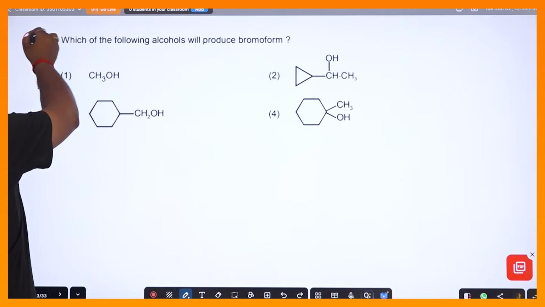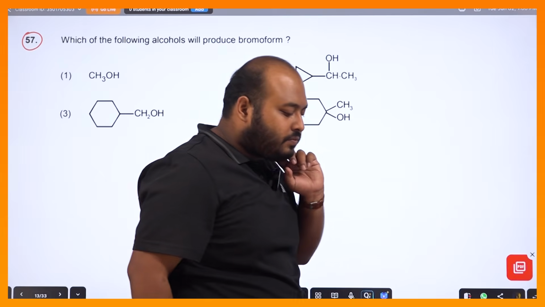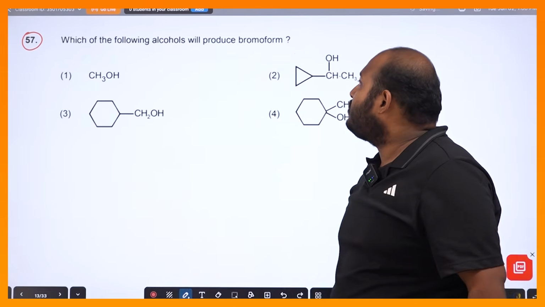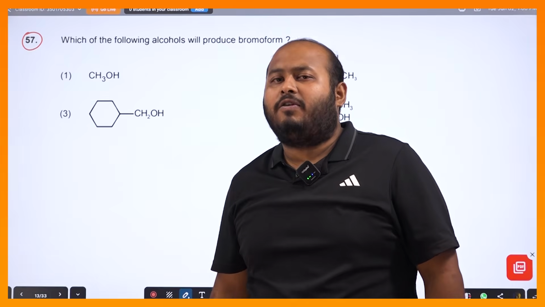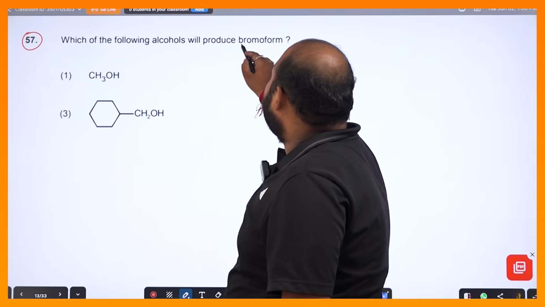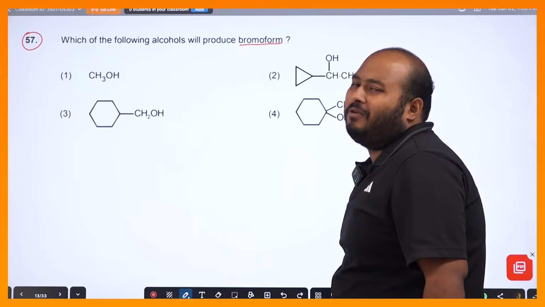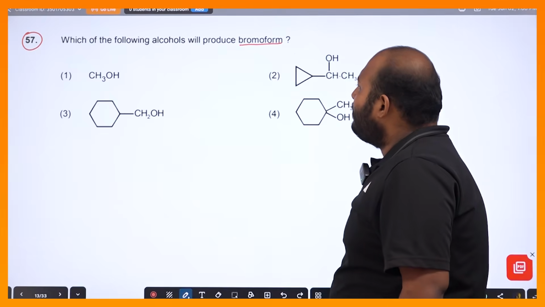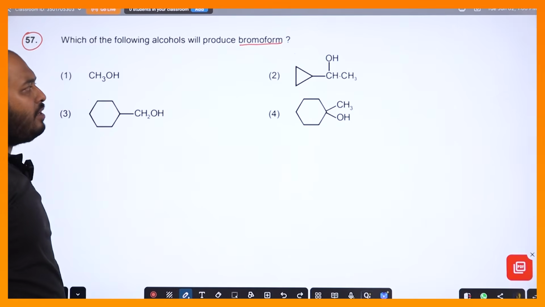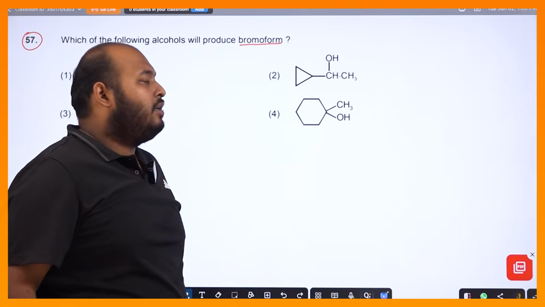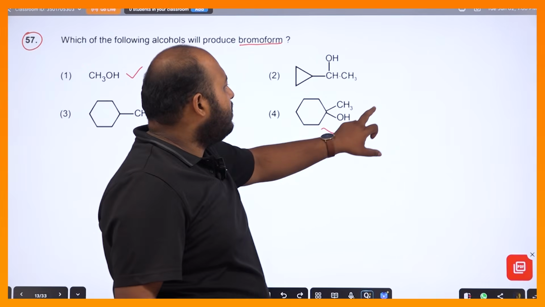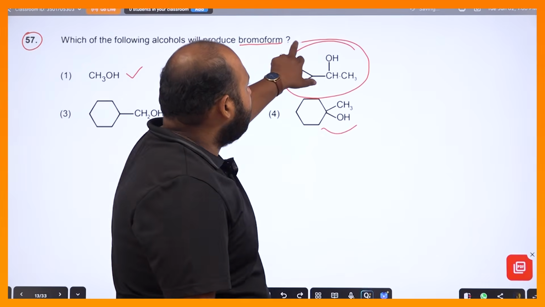Okay. So again, the next question is from organic, and it is asking which of the following will produce haloform, specifically in this case, bromoform. Remember that the 1 degree and the 3 degree alcohols will not respond to these kind of reactions. In this case, this is 1 degree, this is also 1 degree, this is 3 degree, but in this case it is a 2 degree one.